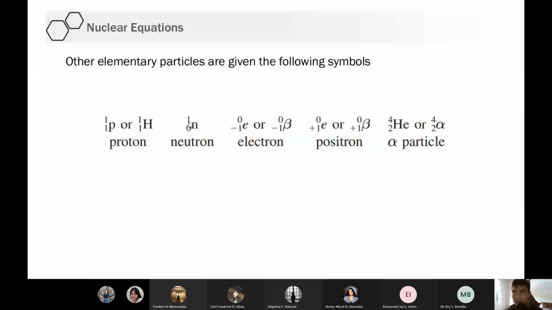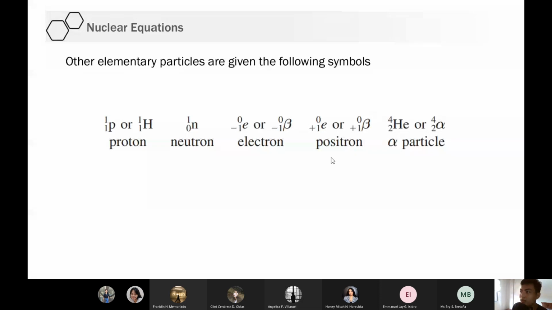Okay? So, wala siyang proton, pero may mass siya. Isa. So, ibig sabihin nun, yung mass na yon ay yung neutron. Okay? So, 0 proton, 1 neutron. Ito yung symbol niya, neutron. Okay? Pag electron naman, ganito yung symbol, 0, negative 1 e or 0, negative 1 beta. Okay? Pag sinabing beta particle, electron lang din yan. Okay? And then we have a positron. We have positive 1, 0, positive 1 e or 0, positive 1 beta. Positron yan. And we have the alpha particle, 4 2 He or 4 2 alpha.